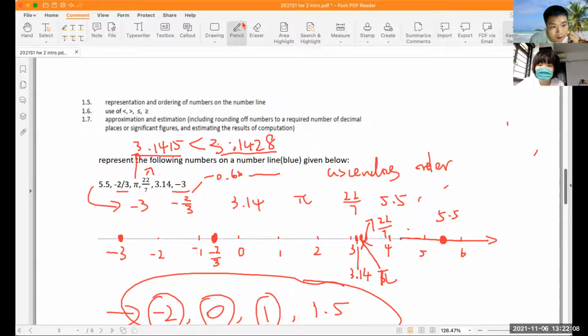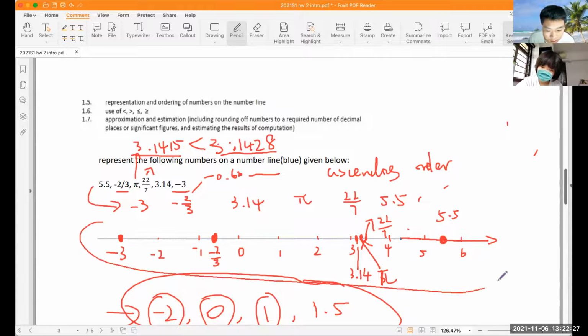So it's advisable to use different colors so that it won't be red throughout. So it also looks very clear, easily identified by the marker. Okay, so this is how you represent the numbers on the number line.